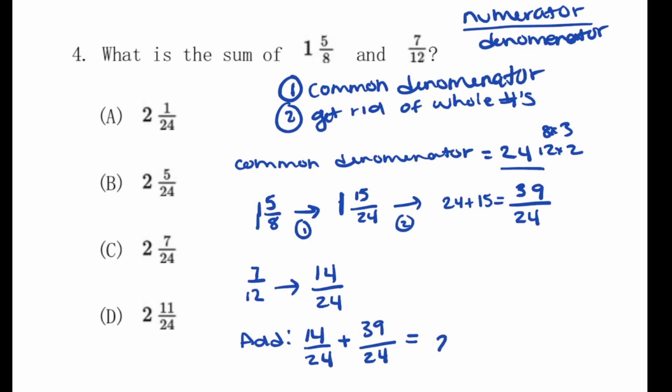So the answer is going to be 53 over 24, which is then going to convert to 2 and 5 over 24.